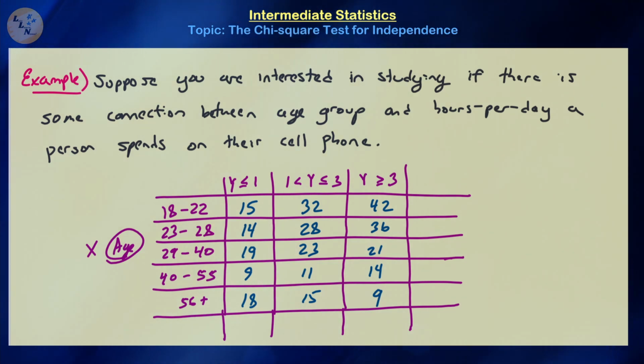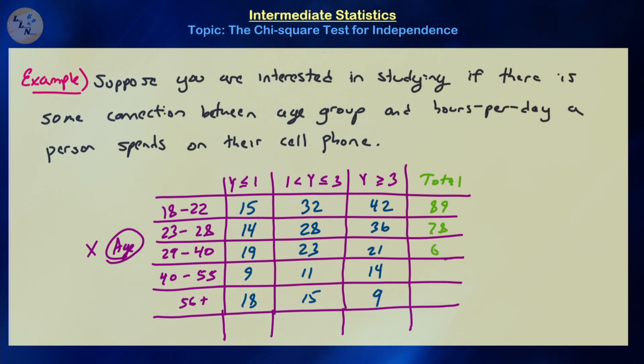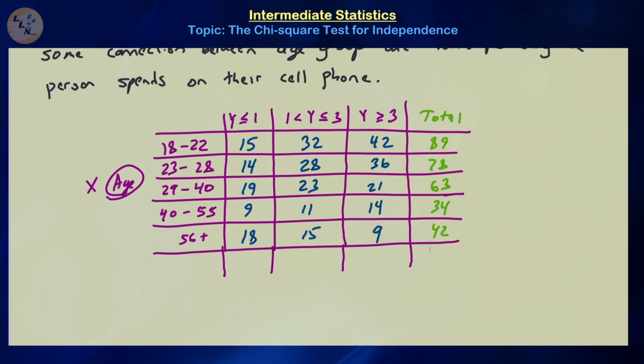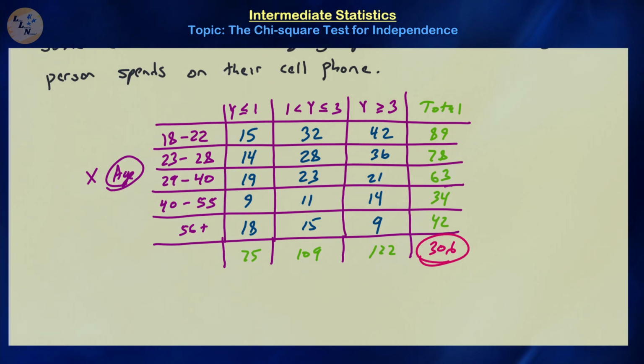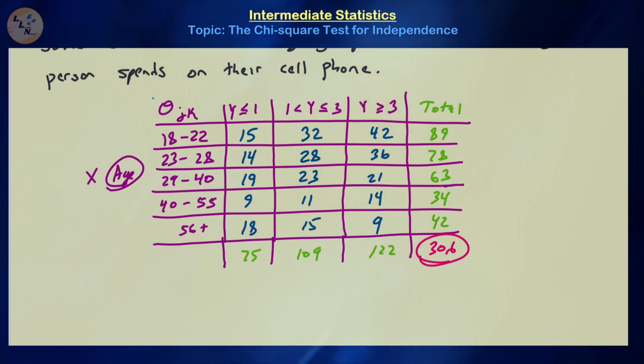So let's look at the totals for each of these rows and columns. The total for each of these rows is going to be equal to 89, 78, 63, 34, and 42. So this is definitely an Excel-friendly type of test. The sum of each of the columns are going to be equal to 75, 109, 122, and then we're going to have a grand total of 306. So that's how many people we had in this particular survey. So what is this table? This table represents the observed occurrences. So Ojk corresponds to the observed number of occurrences.